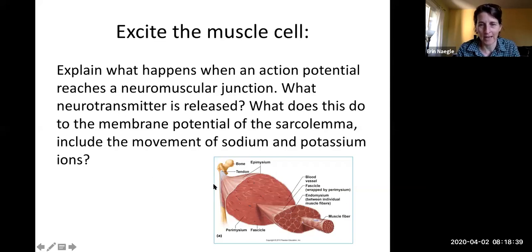Enough of Aaron yakking. Why is this picture here? Well, this is also to remind us that when we excite a muscle cell, you have thousands and thousands of cells in each one of your muscles, and we're exciting a single muscle fiber with a single axon terminal.